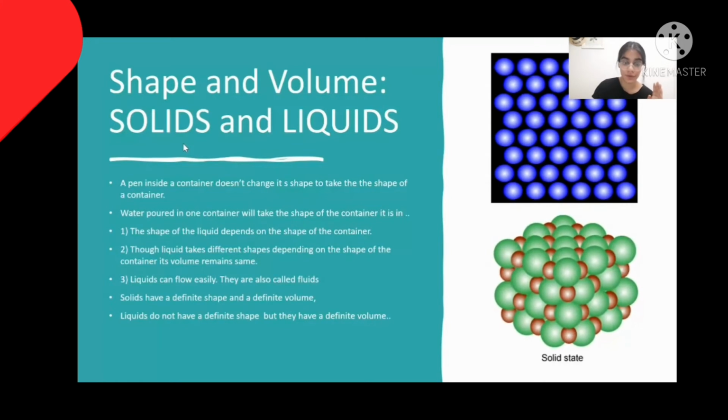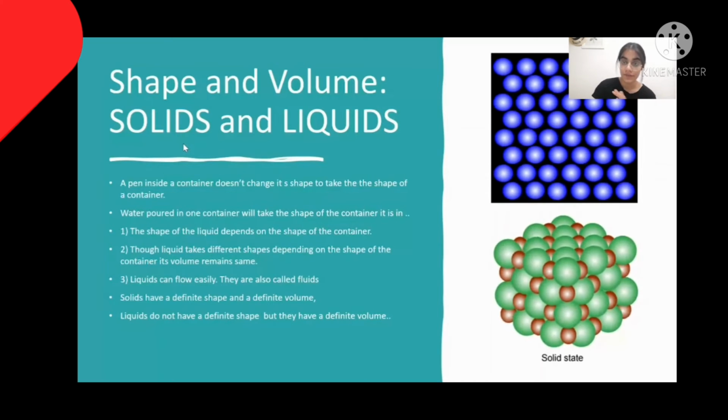This basically will help you recognize that the shape of the liquid will depend on the shape of the container it is put in. Though liquid takes different shapes depending on the container, the volume remains the same. If you pour 5 ml of liquid from a glass bottle into a glass beaker, the volume will still remain 5 ml. It will not change. The shape will definitely change, but the volume will remain constant. These liquids, since they flow easily, are called fluids.